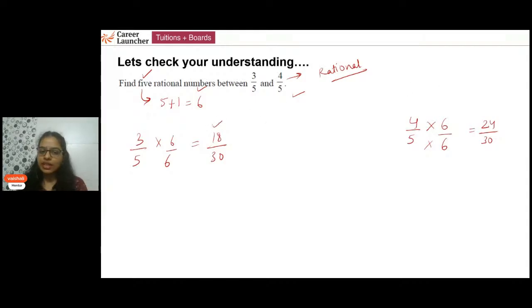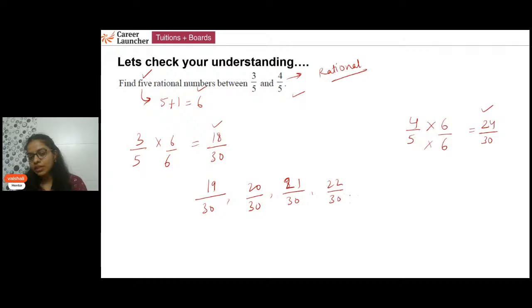Now I have got 18 by 30 and 24 by 30. जो numbers, the numbers which come in between, we have to just write them down, which will be 19 by 30, 20 by 30, 21 by 30, 22 by 30, 23 by 30. And if you were to count also, आपको 5 numbers ही मिलेंगे. 5 rational numbers in between the given two numbers, which is 3 by 5 and 4 by 5. So the steps are the same.